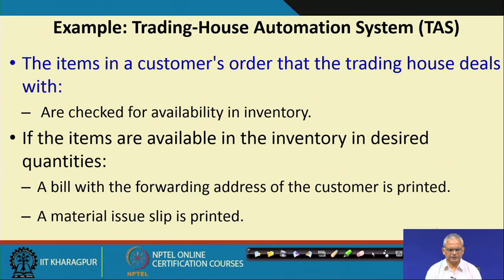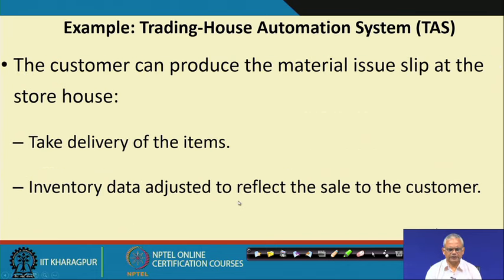The customer can present the material issue slip and take possession of the items, and once a bill has been raised for a certain item, then the inventory data is automatically adjusted.